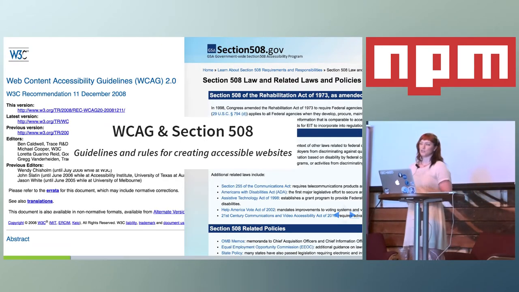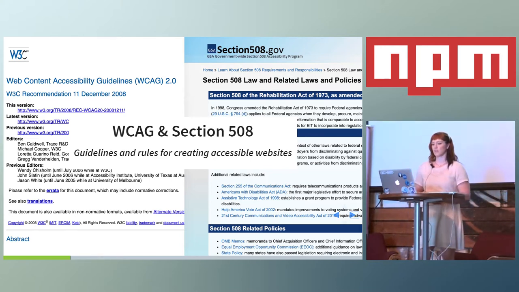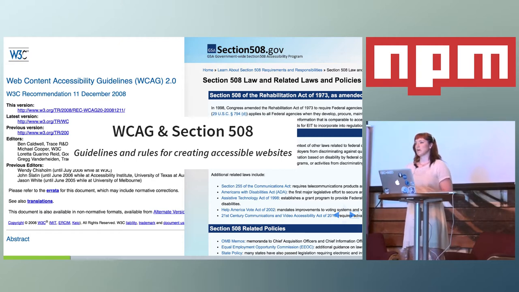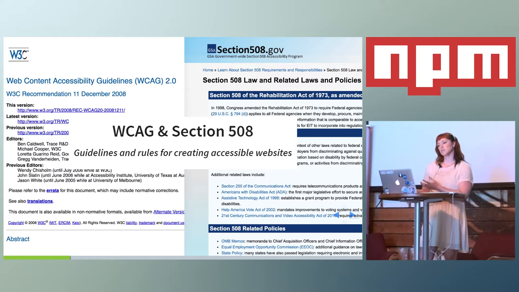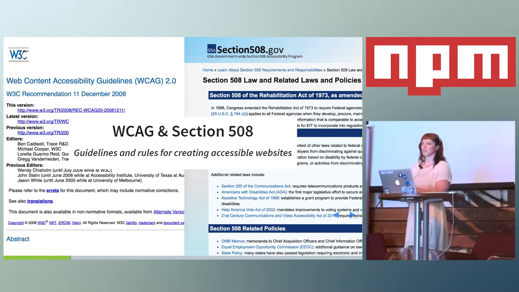I don't focus on this too much in my talks, but I wanted to bring up some guidelines that really drive some accessibility work out in the field. That includes the Web Content Accessibility Guidelines. We're currently on version 2.0, and Section 508. These are guidelines that really outline how to make something accessible. And Section 508 is the version that adheres to government-funded applications and websites.